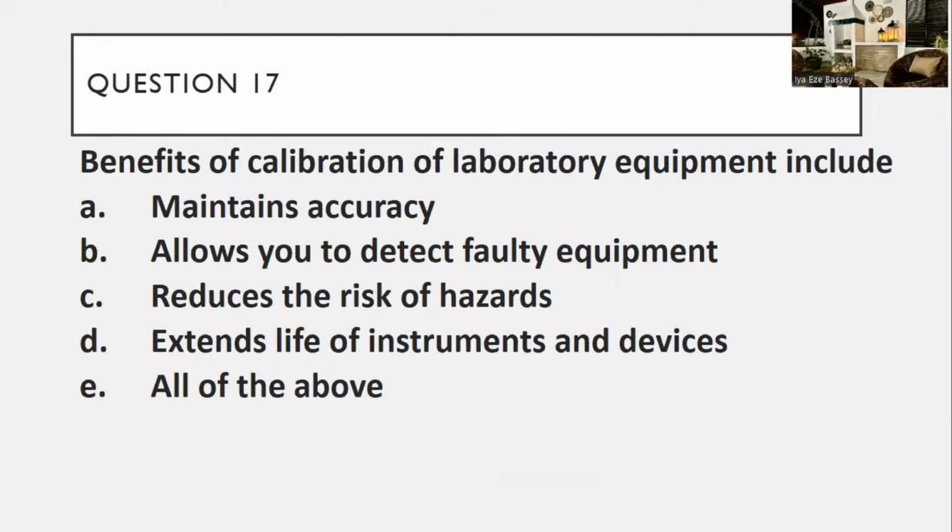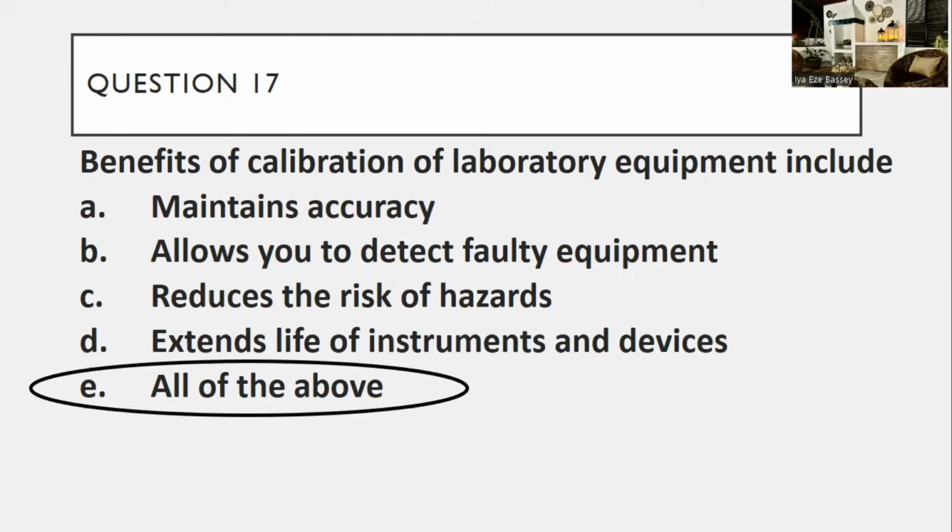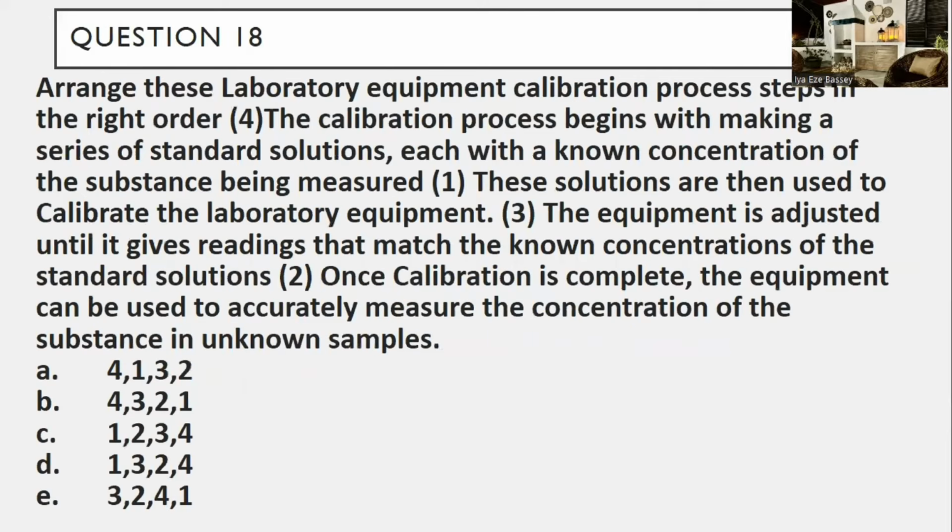The benefits of calibration of laboratory equipment include: A, maintenance of accuracy. B, allows you to detect faulty equipment. That's true. C, it reduces the risk of hazards very much. D, extends the life of instruments and devices. E, all of the above. The answer is all of the above.